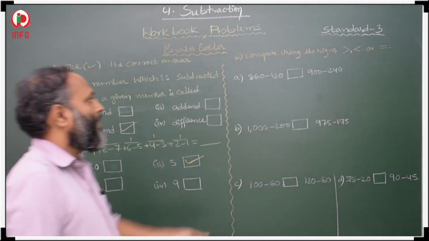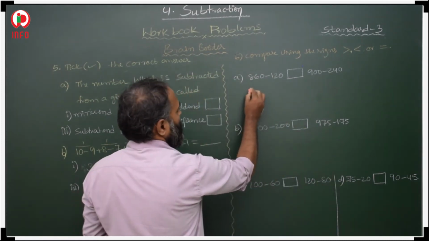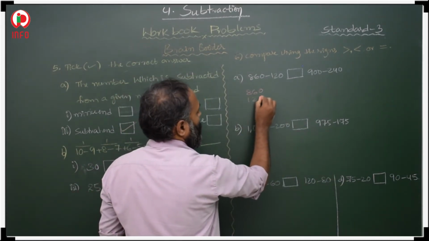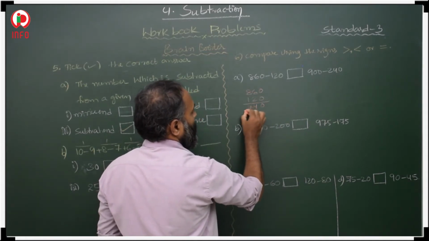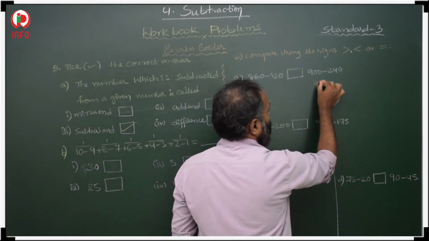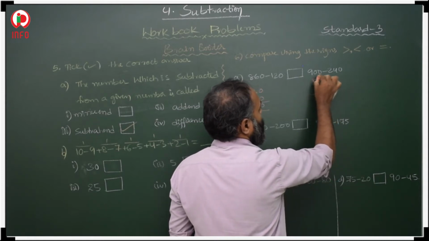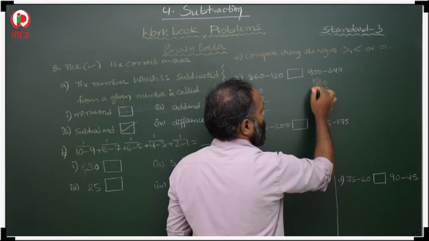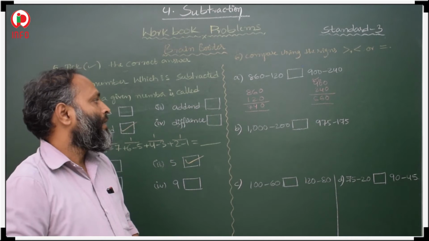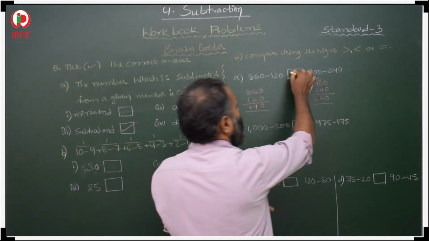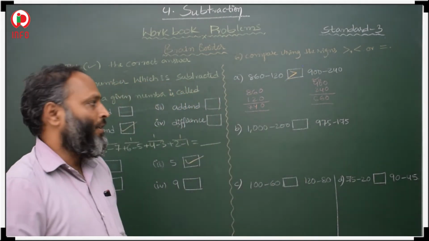Now, here compare using this sign: greater than, less than or equal. First minus this. 860 minus 120. 0, 6 minus 2 is 4, 8 minus 1 is 7. This is 740. 900 minus 240. 0 minus 0 is 0. Take here 8, 10. 10 minus 4 is 6. 8 minus 2 is 6. This is 660. The other one is 740, which means this is bigger. First one is greater than the second one.